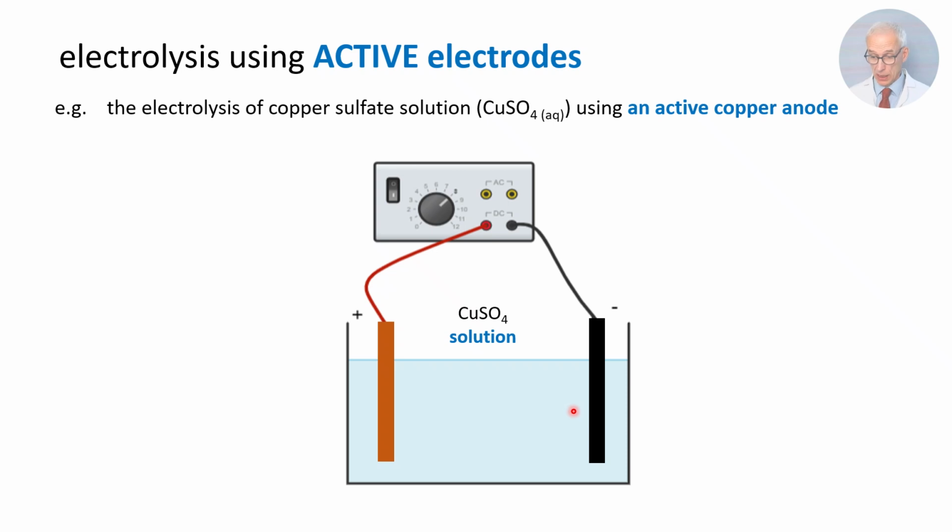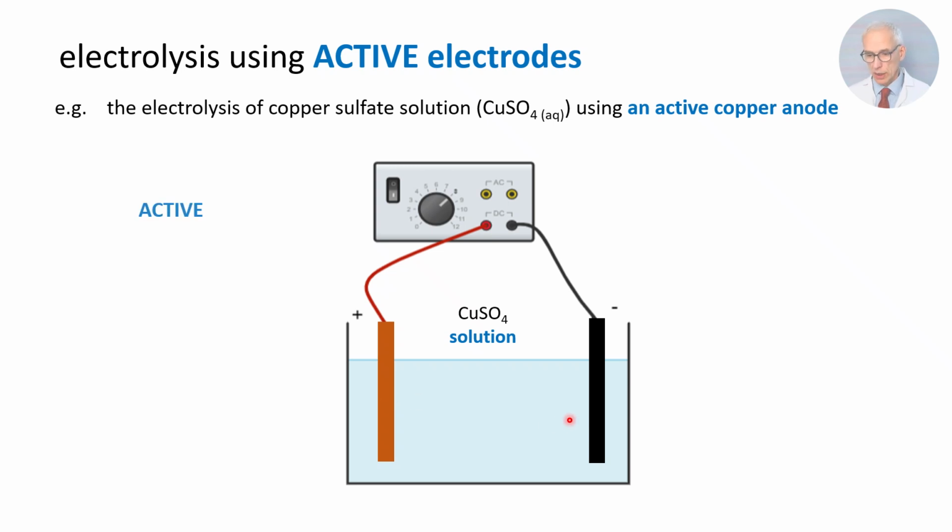So we're going to change the anode from being an inert graphite electrode into an active copper anode. We'll keep the cathode as graphite. It could be copper, it could be other substances, as we will see. The essential of active electrodes is that the anode is now metallic, in this case copper.